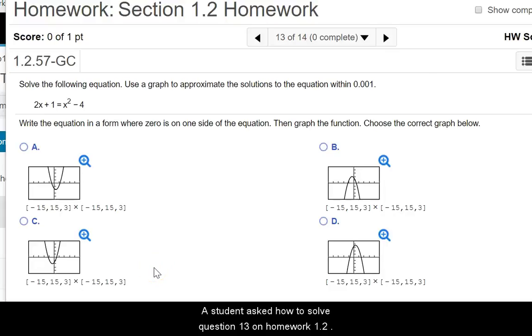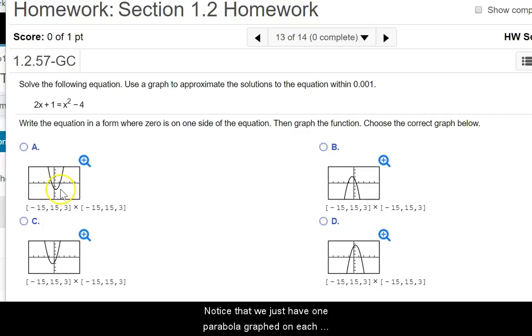The student asked how to solve question 13 on homework 1.2. The problem asks to solve the equation by the graph. The left-hand side of this equation is a line, and the right-hand side is a quadratic, which has a parabola for a graph.